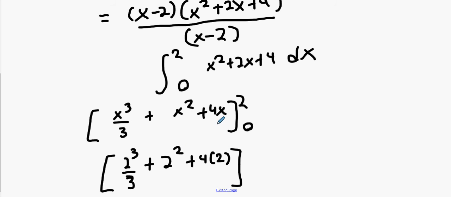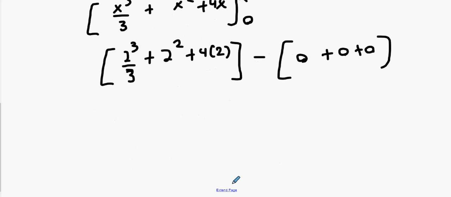Everything has an x in it, so what about the other one? It's going to be a bunch of zeros, isn't it? Now, 8 over 3 plus 4 plus 8, so it's going to be 12 plus 8 thirds, which is 14 and 2 thirds. We all good? Right. Trigonometry time.